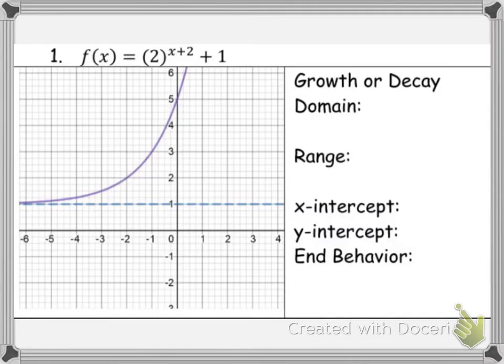All right, looking at another example of an exponential function. In this particular case, I can obviously see that since it's going up from left to right, it's going to be an exponential growth. And your domain is always negative infinity to positive infinity.